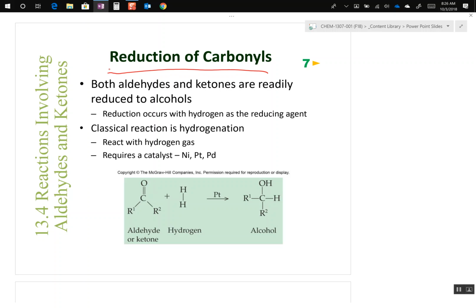So if you oxidize, what do you oxidize in order to create an aldehyde? Primary alcohol. So it makes sense that you could reduce that aldehyde into a primary alcohol, or that you could reduce a ketone into a secondary alcohol, right? So you can go either way. So here, with the addition of H+ and a catalyst, so this is going to require a catalyst like palladium, nickel, or lead.